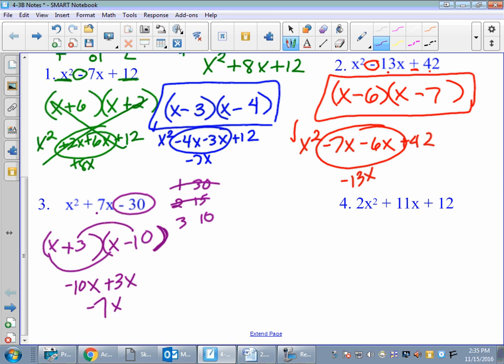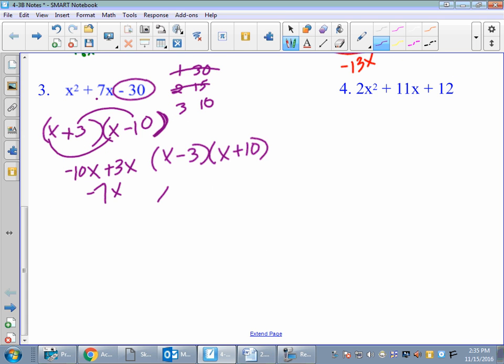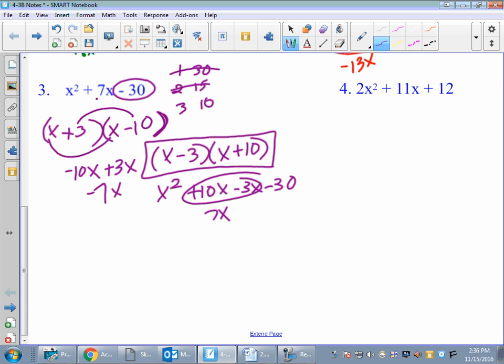Oh, so close. So what if I just switch it around and say x minus 3 and x plus 10? What if my 10 was positive and my 3 was negative? So what I'm going to get here is x squared plus 10x minus 3x minus 30. There's my 7x. So the factored form is x minus 3 times x plus 10. So that's how guess and check works.